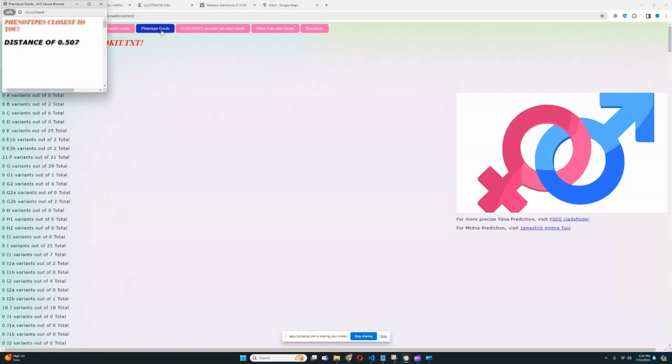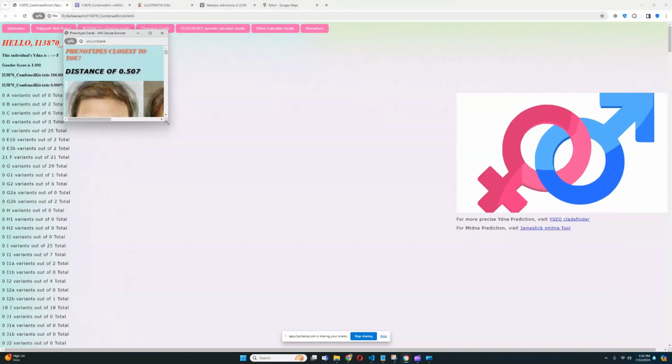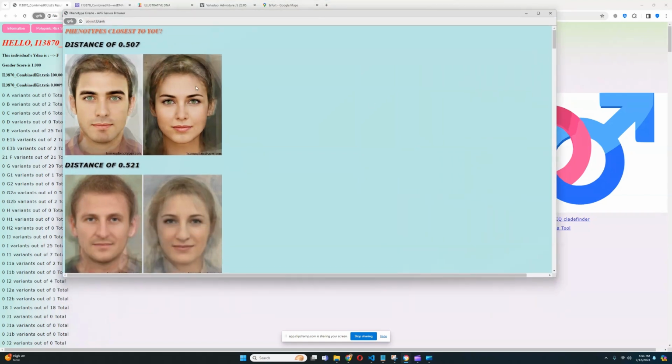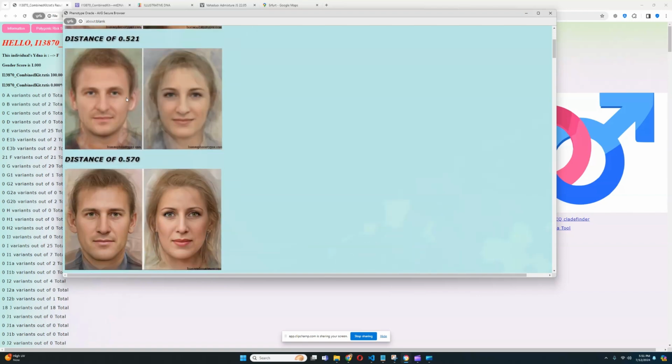Let's look at Phenotype Oracle. And the closest phenotypes to this individual look like this. This is actually quite a Jewish phenotype. Jewish is one of the populations that comes to mind when I see this phenotype. This is also, in my opinion, quite a Jewish phenotype, especially the woman. Not so much the man, but the woman is very Jewish looking, in my opinion.